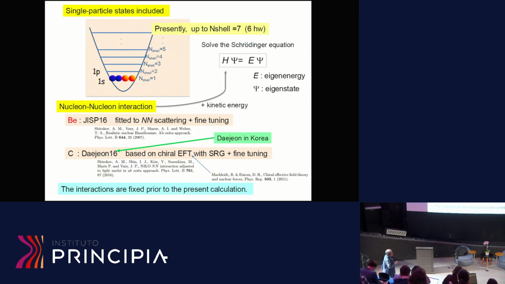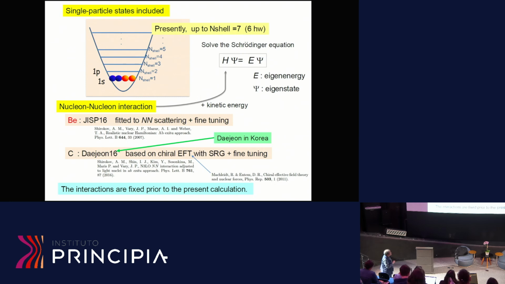In the no-core shell model, you have to include many shells like this. This is the harmonic oscillator shell, and in the usual calculation for light nuclei, you just take the lowest shells, the S shell and P shell. But in our calculation, we usually take 7 shells, that means 0 h bar omega, 1 h bar omega, up to 6 h bar omega. Within this large shell space, nucleons can move around, and then we try to solve the Schrödinger equation like this.